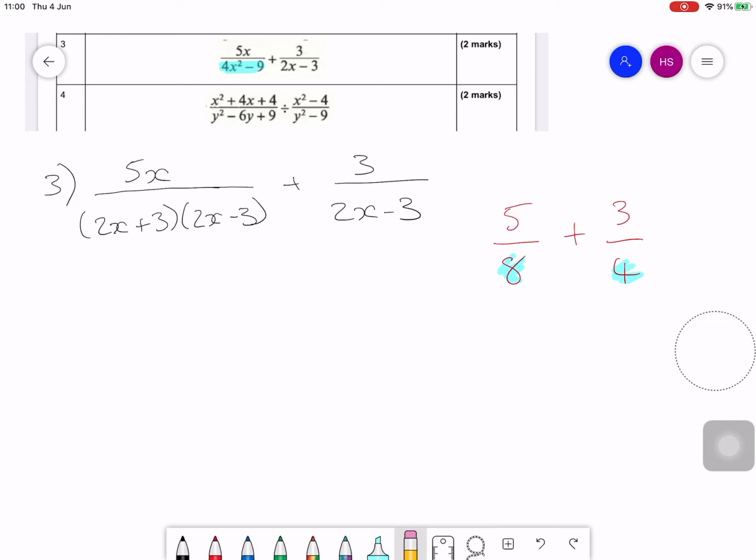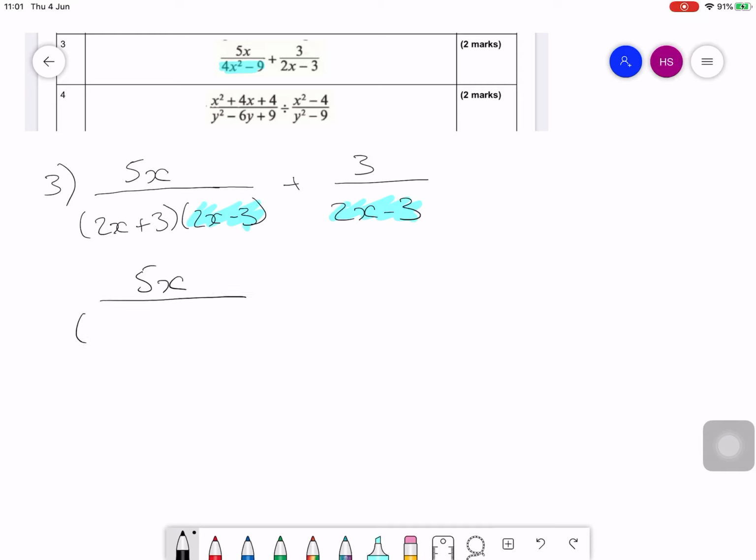Now that becomes much more important when we're looking at algebraic fractions, because if you don't keep them as simple as you can, you could end up with something way more complicated than you need to, and then if you don't simplify your final answer properly, you won't be able to get full marks. So why is that important? Well, both of those denominators have got a factor of 2x minus 3 in them. So actually, I don't have to change the first fraction at all.